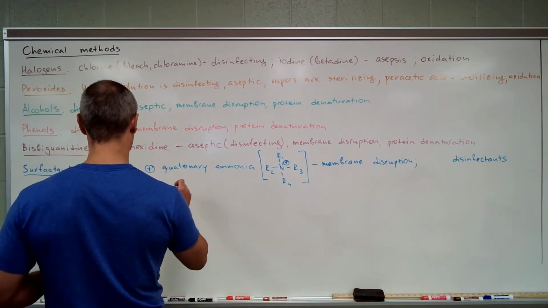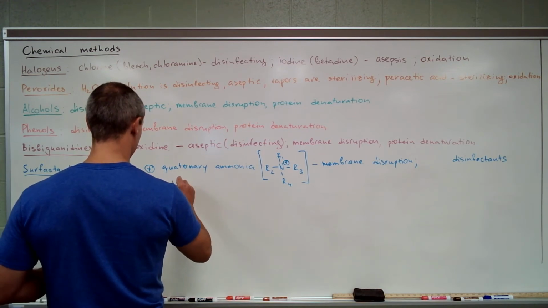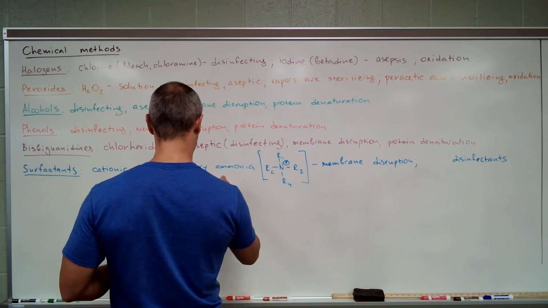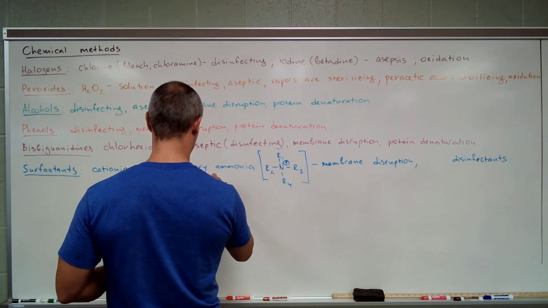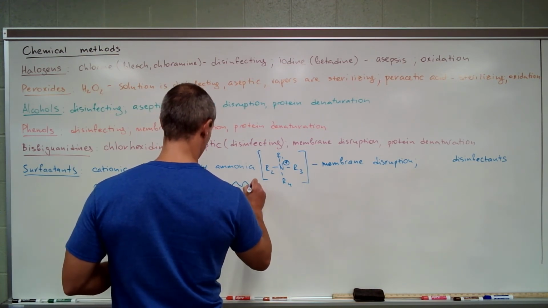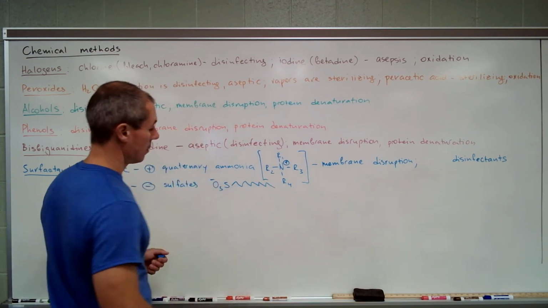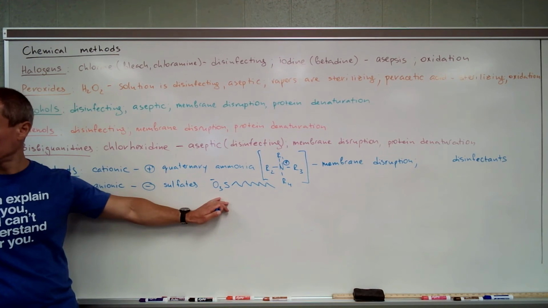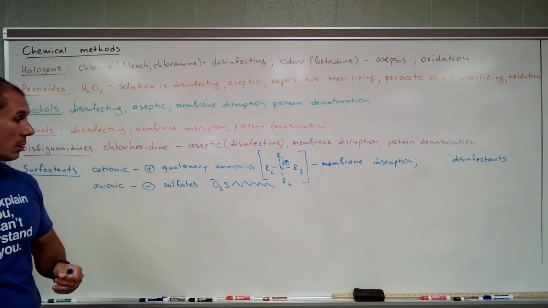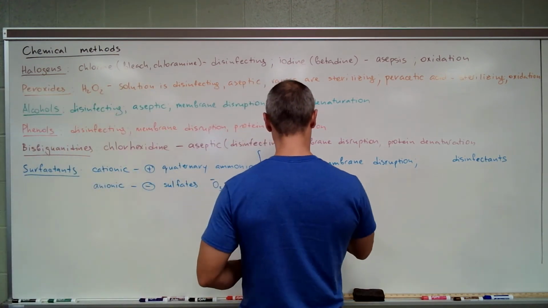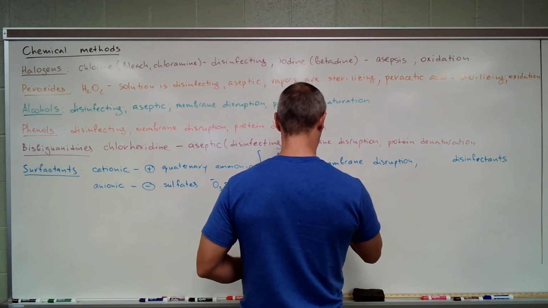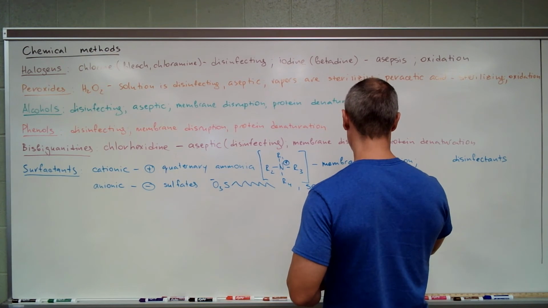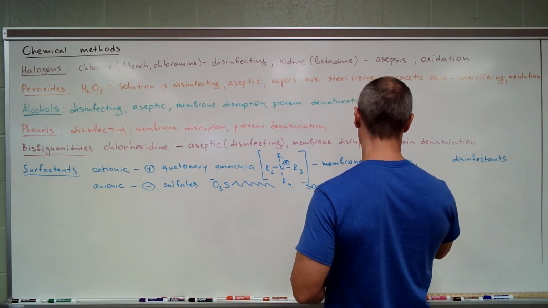And what about anionic? Negatively charged, usually sulfates. So you're going to have something like a long fatty acid chain, sulfur, sulfate group with a negative charge. So basically soaps, just sanitization or degermation.